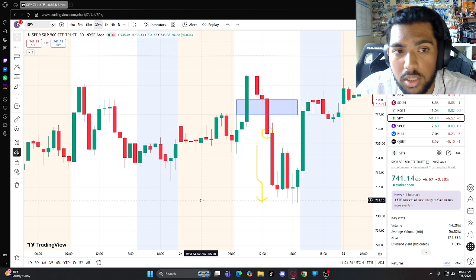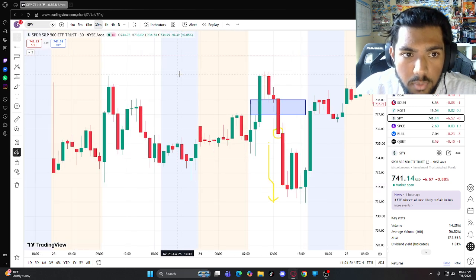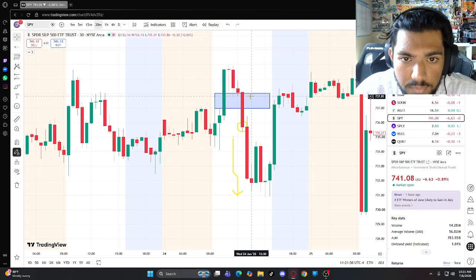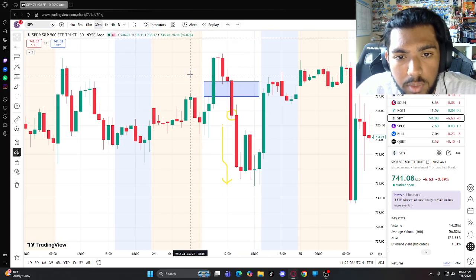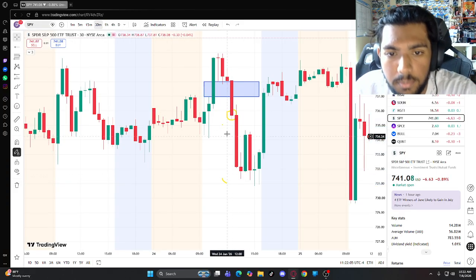So say we wanted to trade to the downside. Say, for example, maybe this could have been our liquidity sweep to the downside. And then we saw this inversion of a bullish fair value gap. So we inversed it, so now we're bearish. So now we can come down and target to the downside.